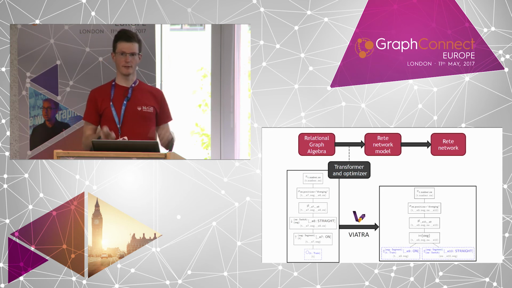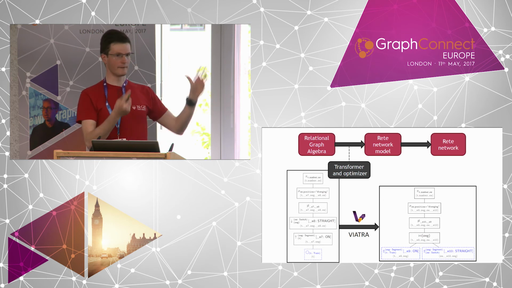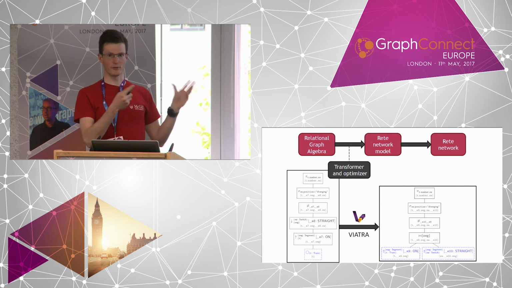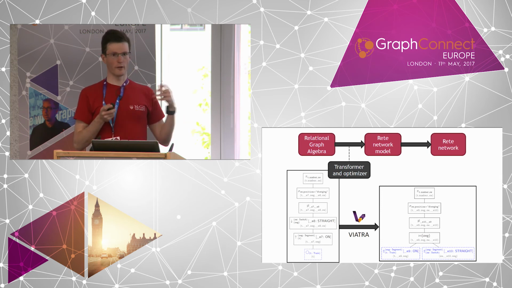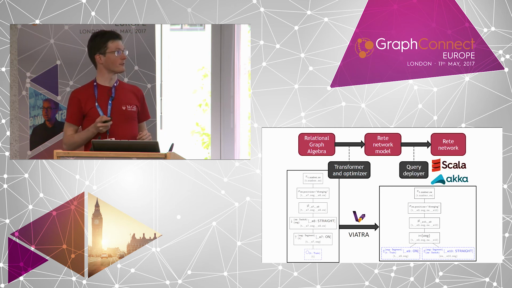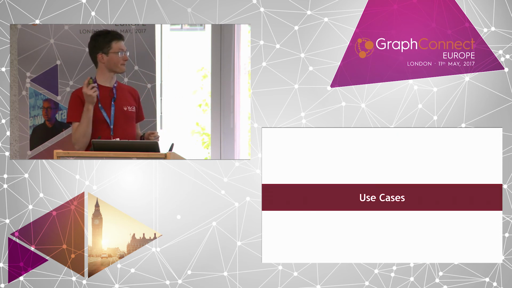And interestingly, if you think about it, the query plan itself is only a graph, and the incremental query plan is a graph as well. So basically, we use graph transformations to do our query plan. And this is done by the Viatra tool that I just mentioned. So we are using an incremental graph query engine to drive our incremental graph query engine, which I think is pretty cool, and it works quite well. So once we have the network, we just deploy it to a Scala-based implementation and hope it works.